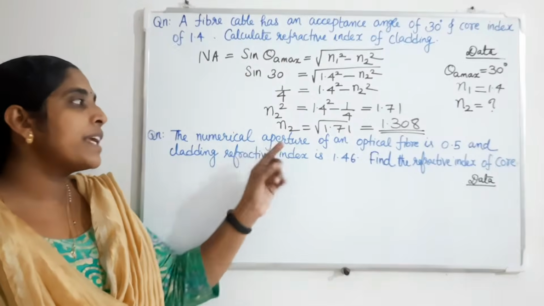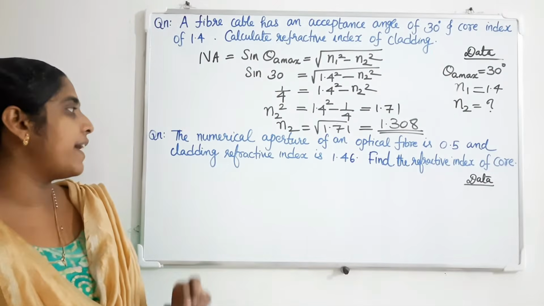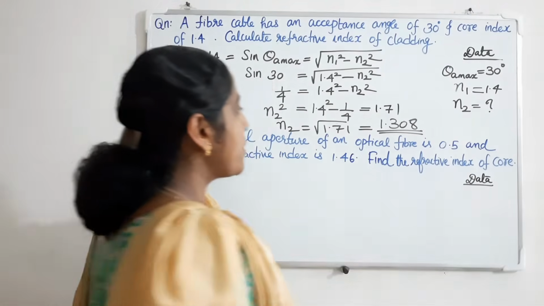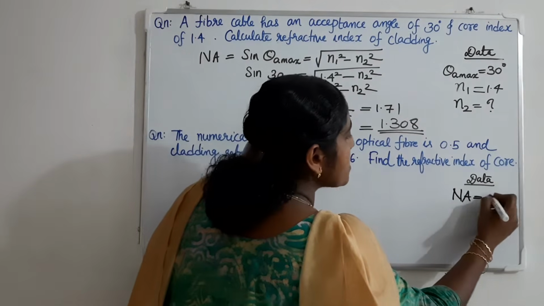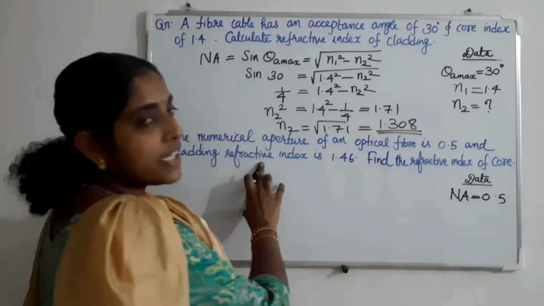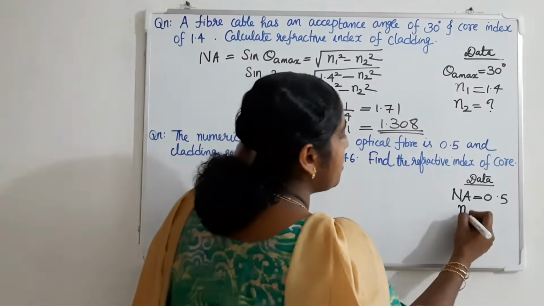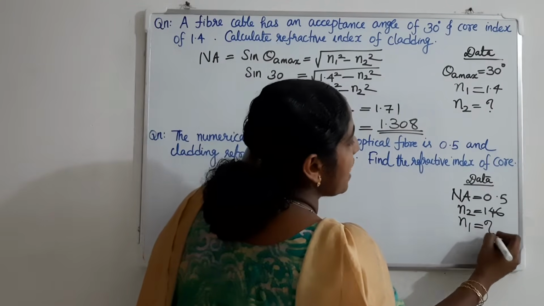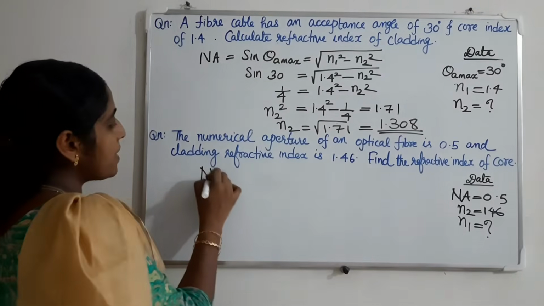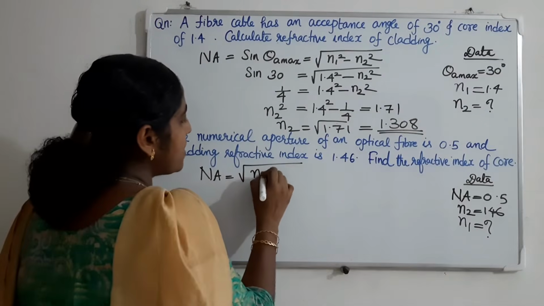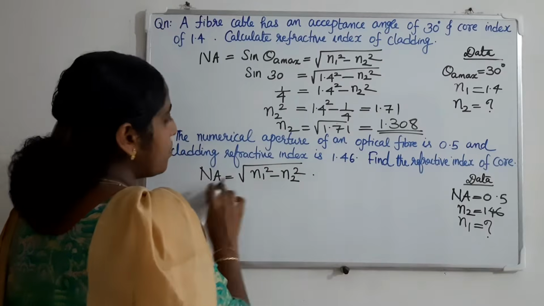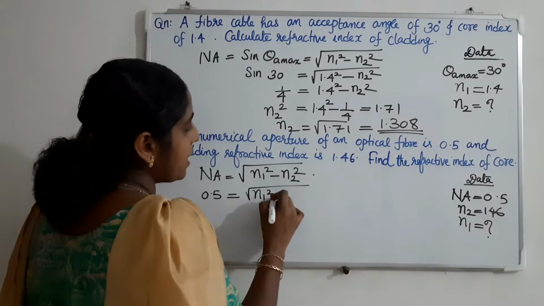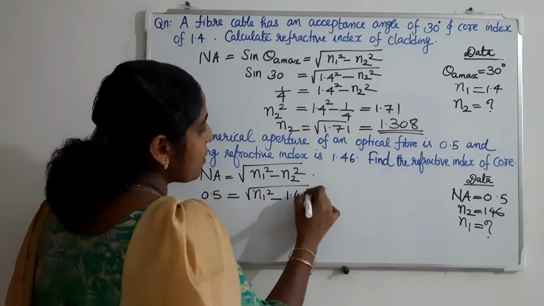Next question. The numerical aperture of an optical fiber is 0.5 and the cladding refractive index is 1.46. Find the refractive index of core. So here the numerical aperture is directly given as 0.5 and cladding refractive index. Cladding refractive index means n2 is equal to 1.46. Find the refractive index of core, that is n1 we want to find out. So numerical aperture is equal to root of n1 square minus n2 square. So numerical aperture is 0.5 is equal to root of n1 square minus n2 square is 1.46 square.